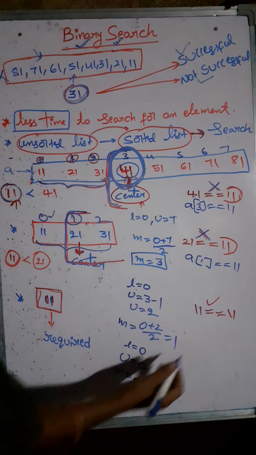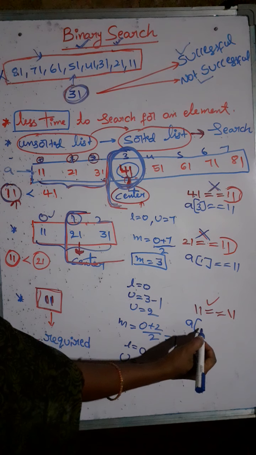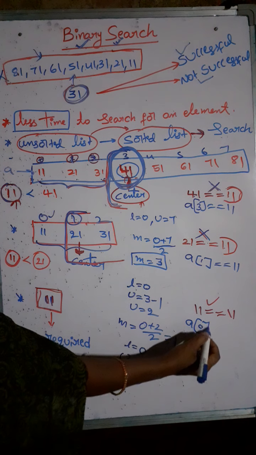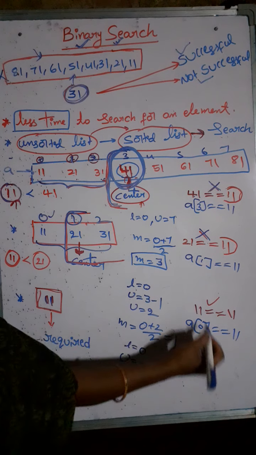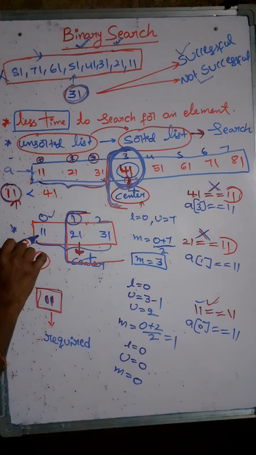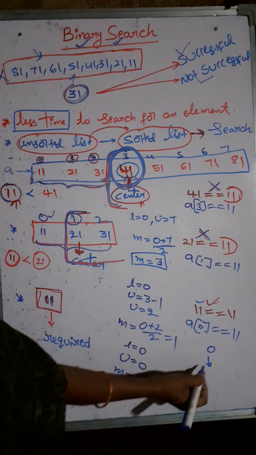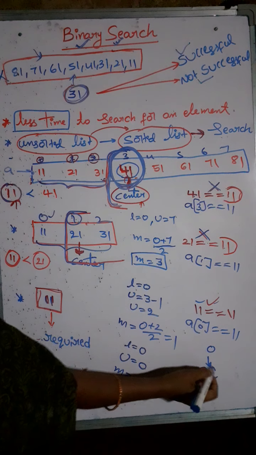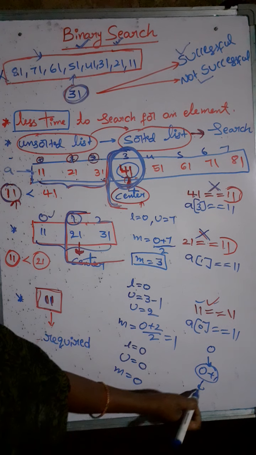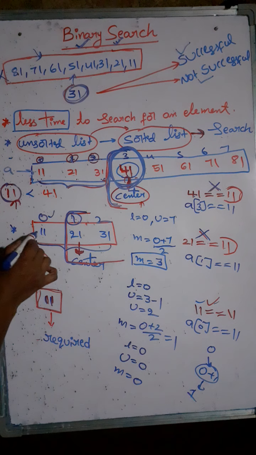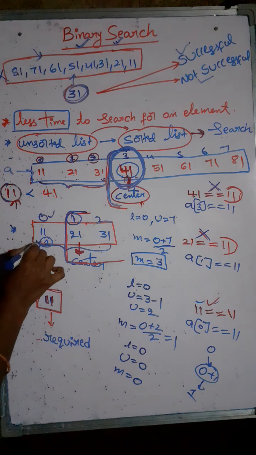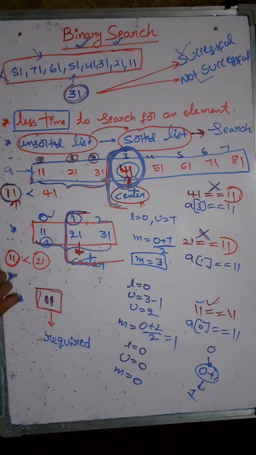What is the middle value? 0. So, again we should compare A of middle. A of middle is nothing but A of 0 equals 11. That means 11 is equal to 11. Is it true or false? True. So, the element is found at index 0. And what is the location? 0 plus 1 is the location. That means the element is found at location number 1. So, this is the first element, right? This is called the location number and this is called the index.